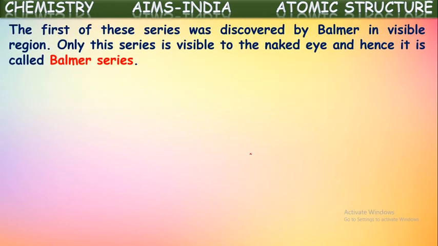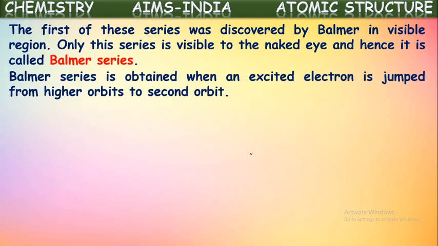The first of these series was discovered by the scientist Balmer in the visible region. Only this series is visible to the naked eye, and it is named after the scientist who discovered it as the Balmer series. This is the only series which can be seen with the naked eye. Balmer series is obtained when an excited electron jumps from higher orbits to the second orbit. When hydrogen atoms absorb energy, their electrons go into excited states; different electrons go into different excited states. As these excited atoms are unstable, they immediately emit the energy taken. When excited electrons come back to the second energy level, they release a certain amount of energy that forms this Balmer series.